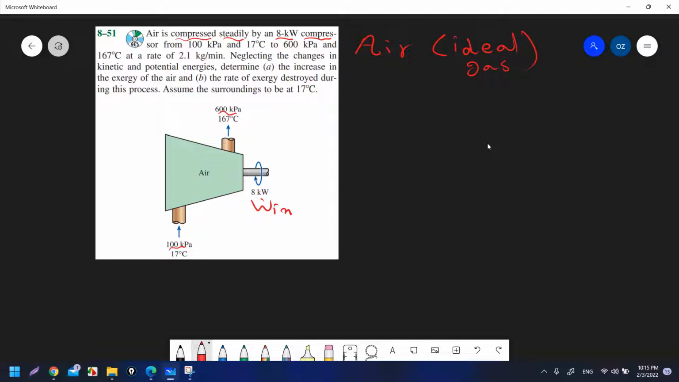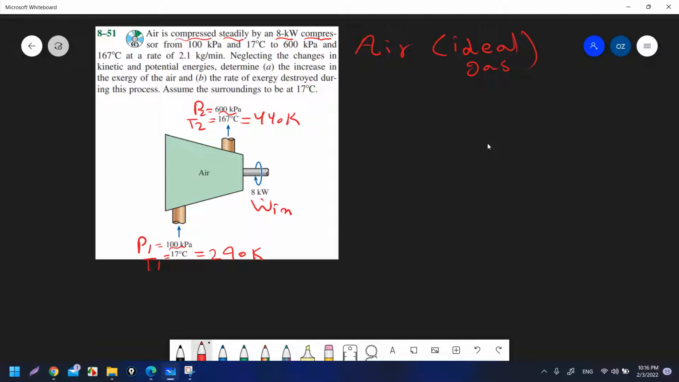Okay, from 100 kilopascal, so this one is P1. And T1 is equal to 70 degrees Celsius, which is equal to 90 Kelvin. To 600 kilopascal, this one is P2, and 167 degrees Celsius, that is T2, which is equal to, this one is in Kelvin, we have to add 273. It is 440 Kelvin.